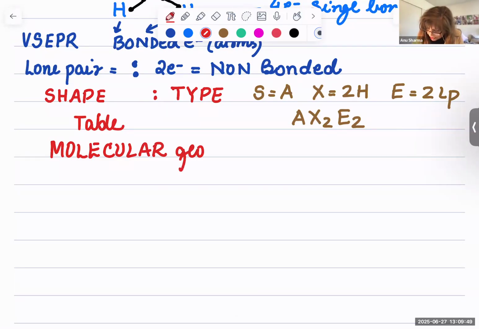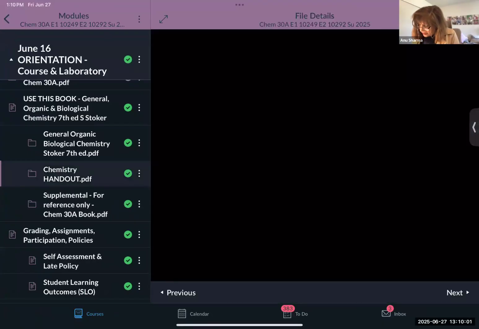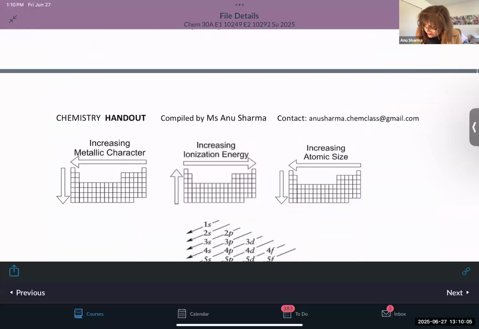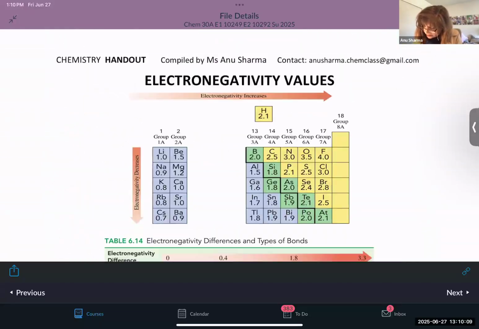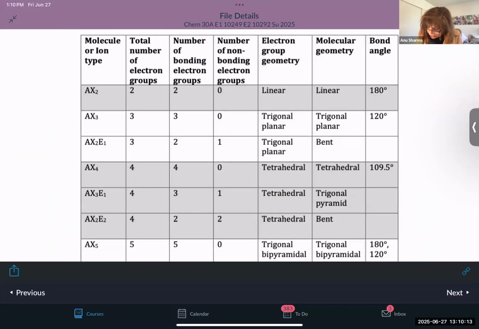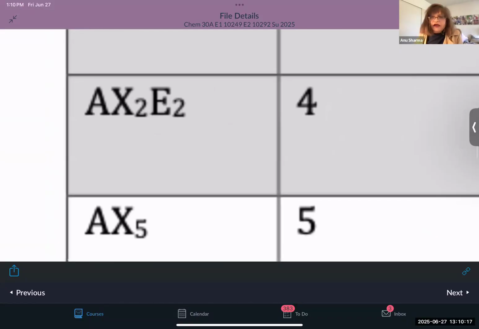So molecular geometry simply means shape. It's the overall shape. So here, what are we doing? We are looking at the big table that says shapes, and all you do is look right here, AX2E2, this one, AX2E2.